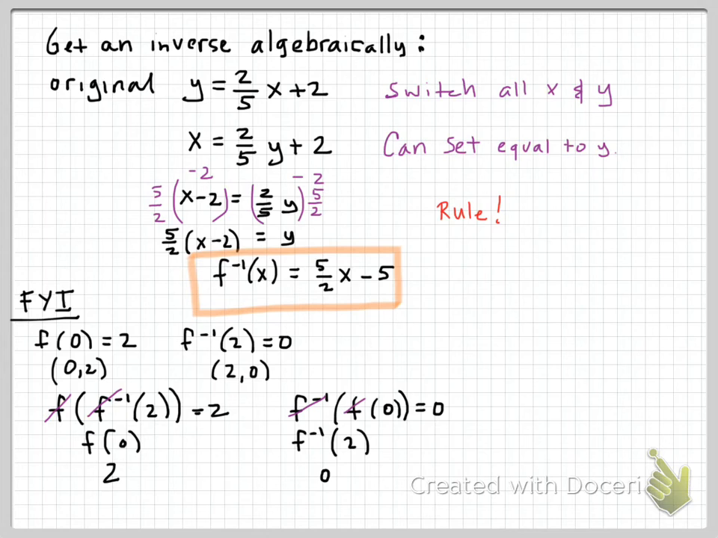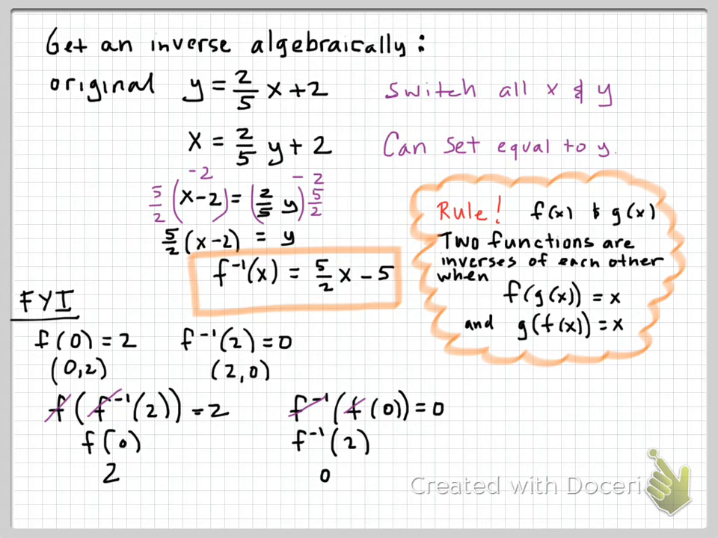In fact, that's a rule. And so our rule is two functions are inverses of each other if and only if f of g of x gives you x and g of f of x gives you x. So they will cancel each other out both ways. And you have to try them both ways, because if they only work one way and they don't work the other way, then they're not truly inverses of each other. But that's one way that you can check algebraically if two functions are inverses of each other.